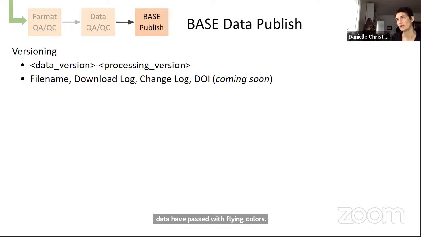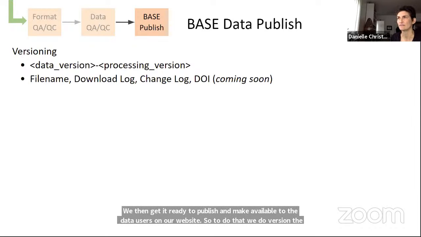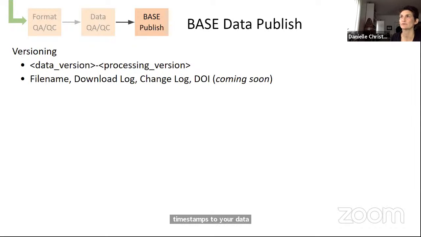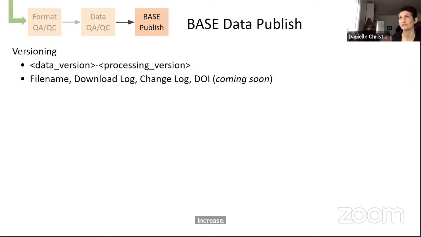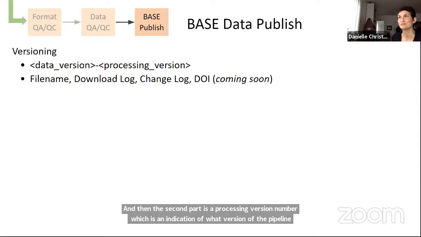And then the second part is a processing version number, which is an indication of what version of the pipeline we're using to do the QAQC analysis. And the reasons that number would increase would be, for example, if we add a new data QAQC module that brings a new set of analyses into the picture. Or for example, early on, we misapplied one of the PI qualifiers to some of the variables. So we had to redo that and we upped the processing number in that case.